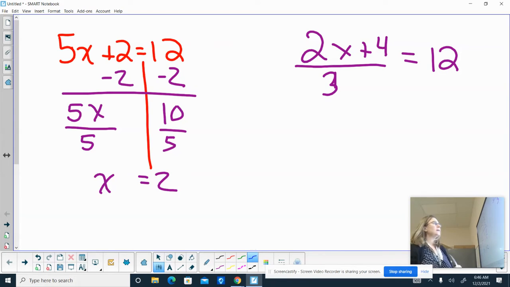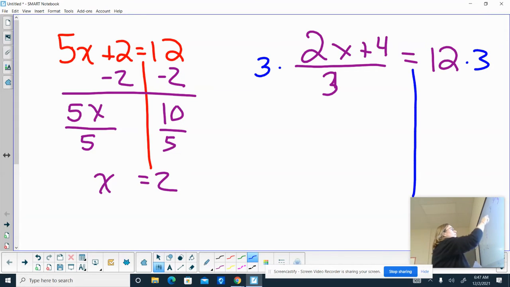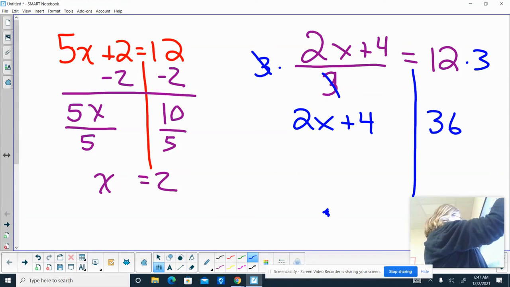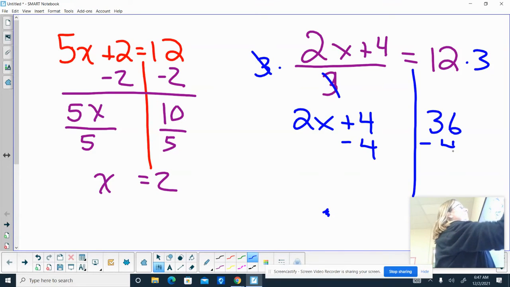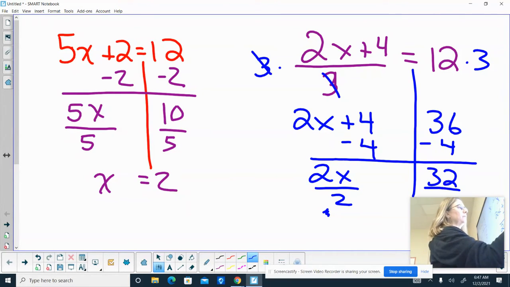Okay, so two-step with a fraction. The first thing you want to do is eliminate that denominator of 3. So I'm going to multiply both sides of the equation by 3. When I do that, my 3 in my numerator and my 3 in my denominator cancel out, and I'm left with 2x plus 4 equals 36. And then I'm going to subtract my constant, and I get 2x equals 32, and then divide by my coefficient. So I have x equals 16.